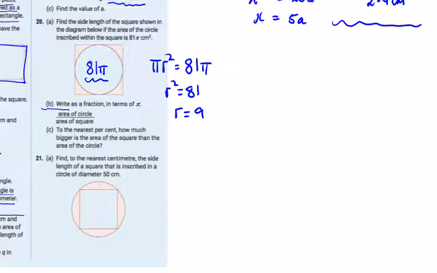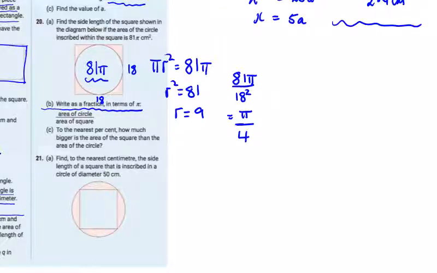But we're not asked that, so let's see what we are asked. As a fraction in terms of pi, the area of the circle over the area of the square. Well, if the radius is 9, the length of the square has to be 18 by 18. So the area of the circle is 81 pi, and the area of the square is 18 squared. You should be able to see that works out to be pi over 4. 18 is 9 by 2, so the 9s will divide into the 81, leaving 2 by 2 on the bottom. So pi over 4 is the answer here.